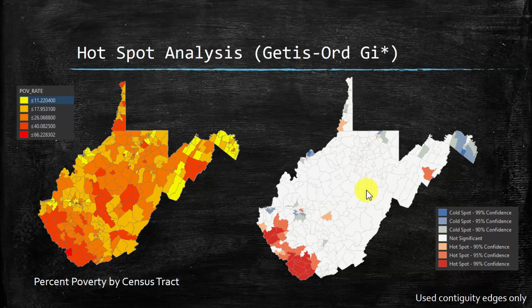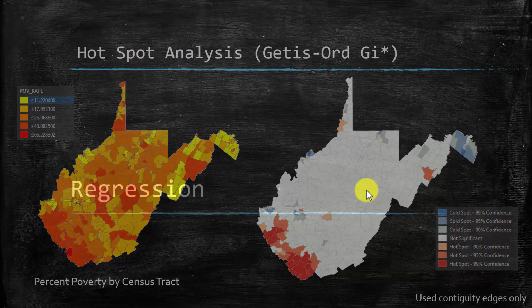I'm not showing it here, but just as a side note, it is possible to do this type of analysis over time. So look at changes in hotspots and cold spots and spatial patterns locally through time. So just a side note.